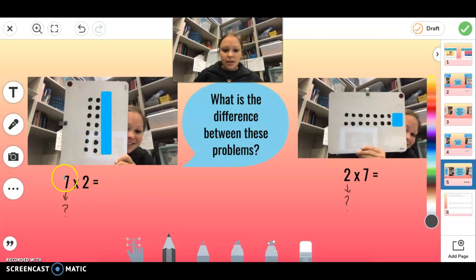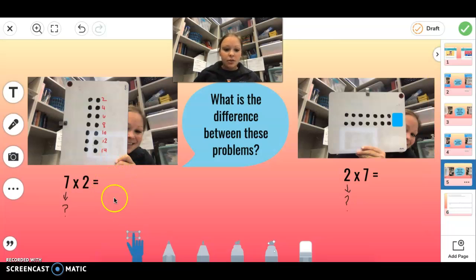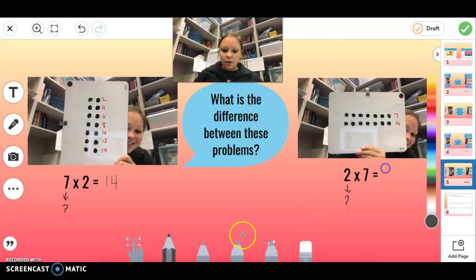So here again I have 7 times 2 and let's figure out the answer. 2, 4, 6, 8, 10, 12, 14. 7 rows and 2 columns gives me 14. Let's look over here. I have 7, 14. So 2 rows of 7 also give me 14.